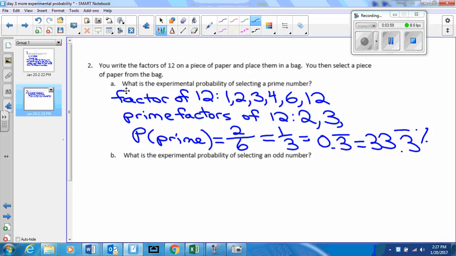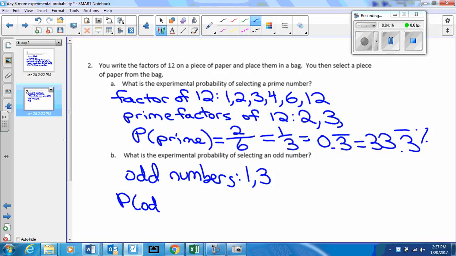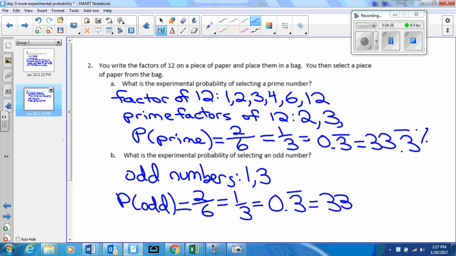For part B, what is the experimental probability of selecting an odd number? Looking at those factors and figuring out which are the odd numbers, if we list them, they would be 1 and 3. So the probability of getting an odd number would be 2 out of the 6 total, which reduces down to 1/3, 0.3 repeating, 33.3 repeating percent.